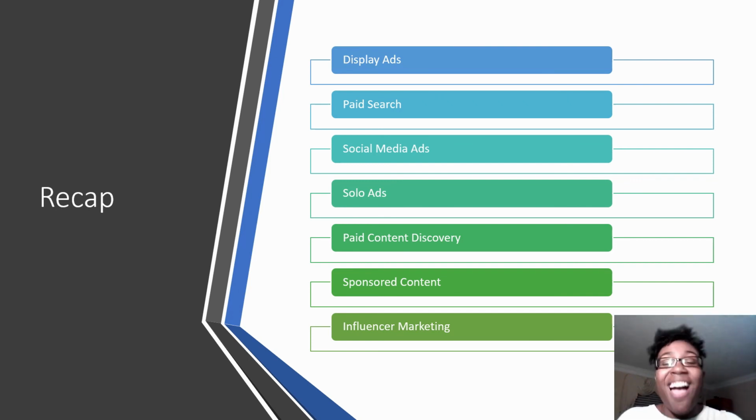So as a recap, all the different paid traffic sources are displayed on the screen. So the first one we talked about was display ads, paid search. The next one was social media ads. Then we talked about solo ads or email traffic links. Also paid content discovery, sponsored content, which both of these are under native advertising, with the last one being influencer marketing.